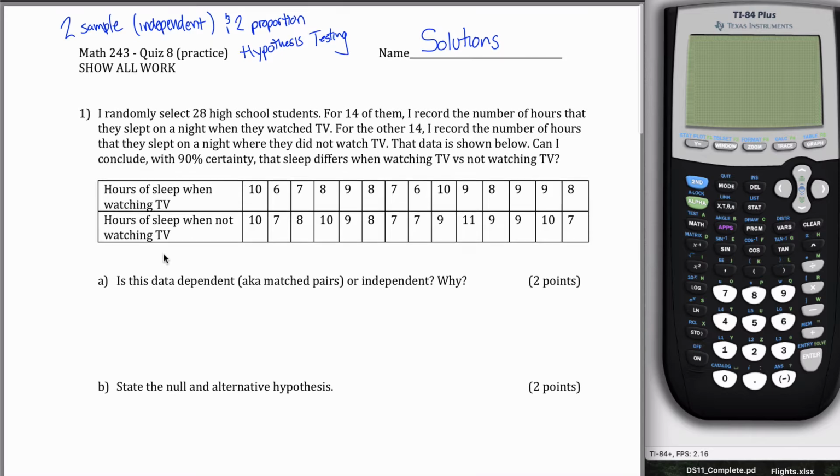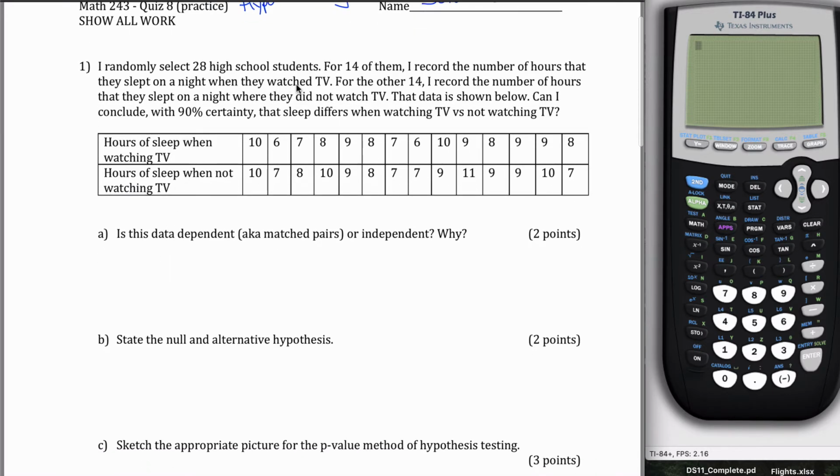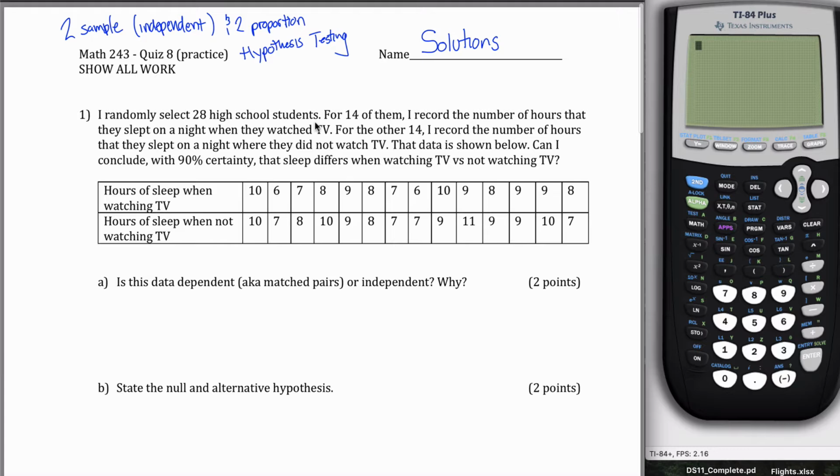So here we go. Let's read through the problem. I'm randomly selecting 28 high school students. It's the first problem over here. For 14 of them, I record the number of hours of sleep they got when they watched TV. And for the other 14, I record the number of hours of sleep they got when they did not watch TV. Note that there's no connection between the two different groups. They're completely independent of each other. That data, I guess these data, because it's plural, is shown below.